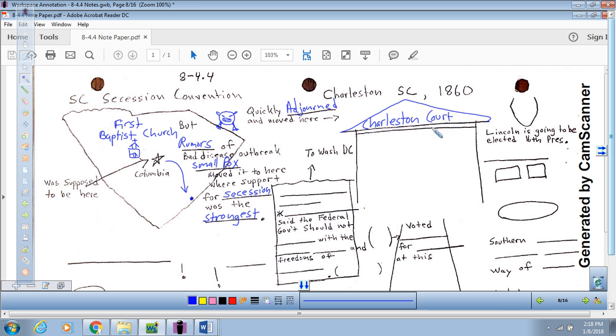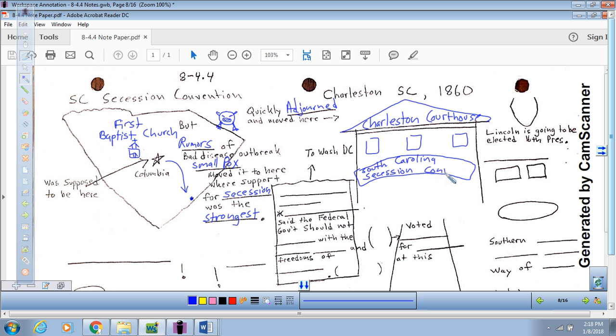So, anyway, the meeting was quickly adjourned and moved to the Charleston courthouse, just the same way that they moved the ratification convention. Pretty much the Low Country still is dirty in their tactics to get all the important meetings held in Charleston. And the South Carolina Secession Convention was moved to Charleston.